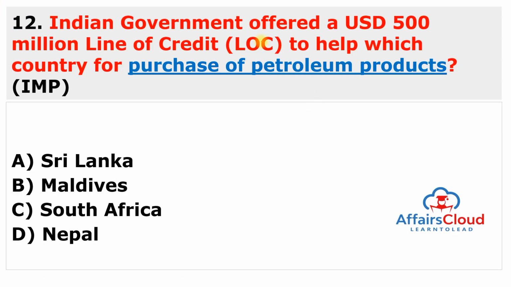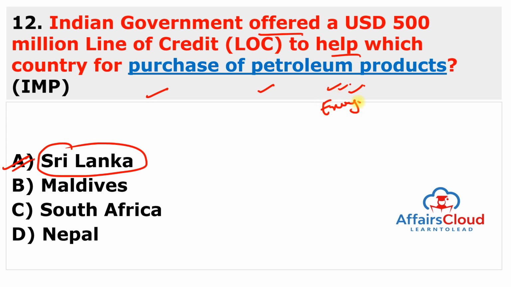Here is the question. Indian government offered a USD 500 million line of credit to help which country for the purchase of petroleum products? So earlier we discussed this question, like yesterday we discussed one question about this country, and this country is Sri Lanka. Answer of this question is A. So the Indian government offered a USD 500 million line of credit to help Sri Lanka for the purchase of petroleum products as it is struggling with the fuel and the energy crisis. So remember, energy crisis in Sri Lanka.